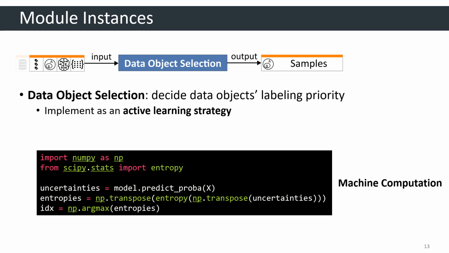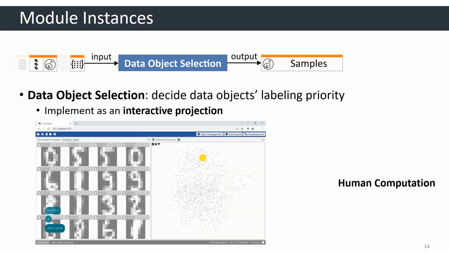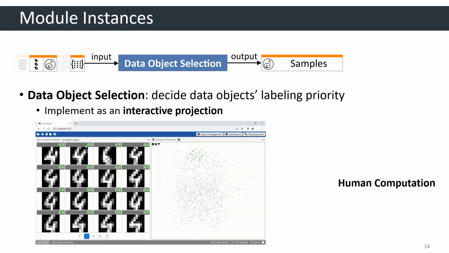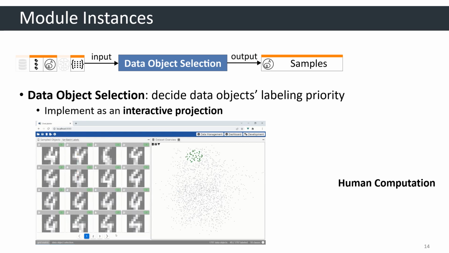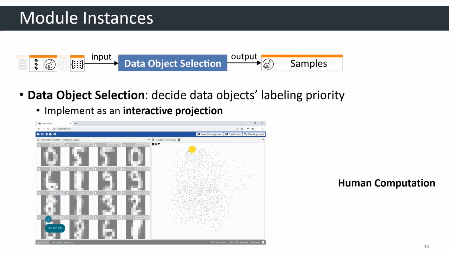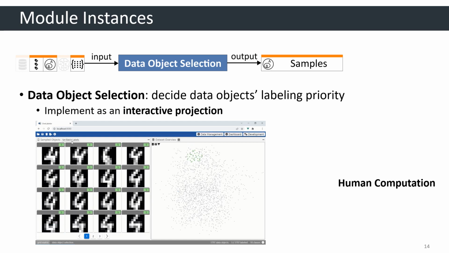The strategy may decide to sample the data points whose labels are most uncertain, as estimated by a probability-based model. It may also be implemented as an interactive projection, which is a human computation module. The user can multi-select in the projection to decide data objects to be labeled.